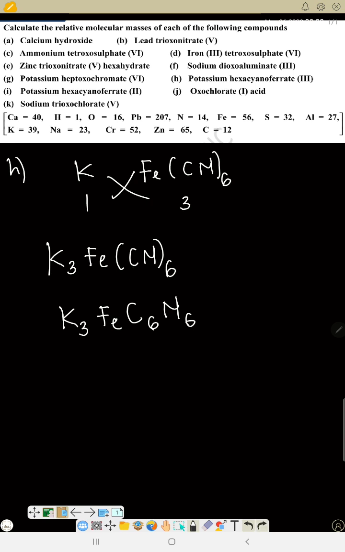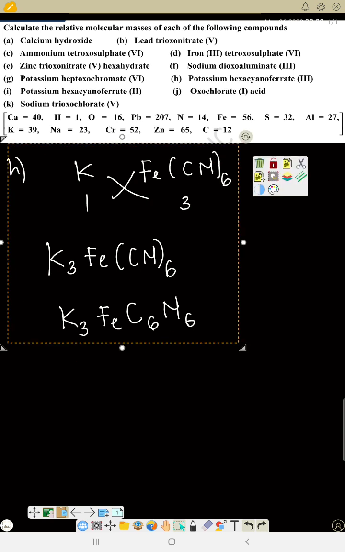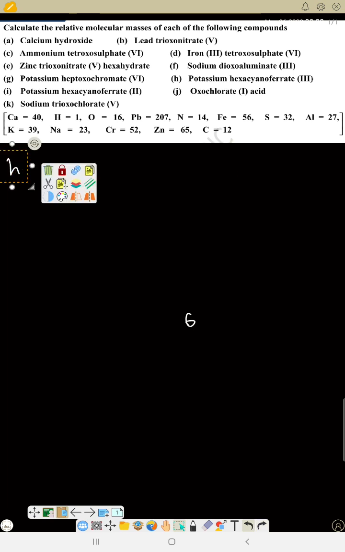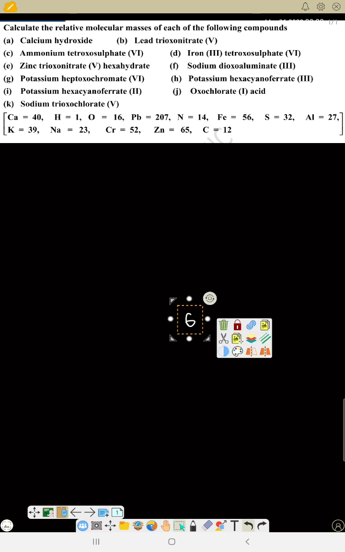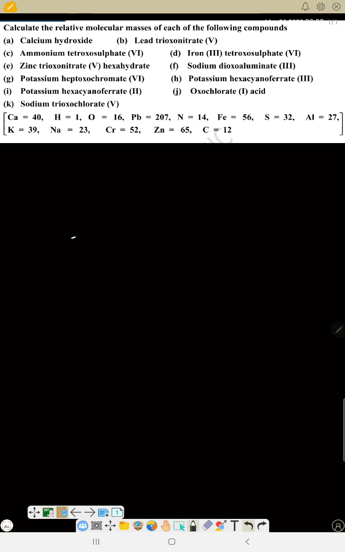And note that the more you solve in chemistry, the more familiar you will be with all these names. So you won't have issues with the names the more you solve in chemistry. That's why I'm taking you through all the chemical formulas so you learn more.